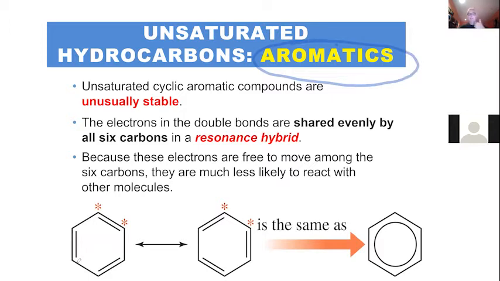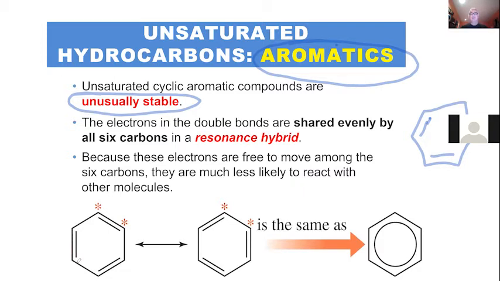Now, unlike alkenes and alkynes, these aromatic molecules are unusually stable. They're really stable. You have to really force them to undergo reactions. And it's because their bonding is different than simple double bonds and triple bonds. What you have is generally a 6-ring compound, 6-carbon ring, and it's generally represented with alternating double and single bonds.